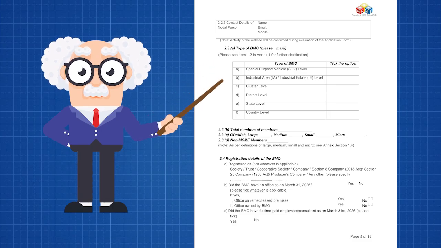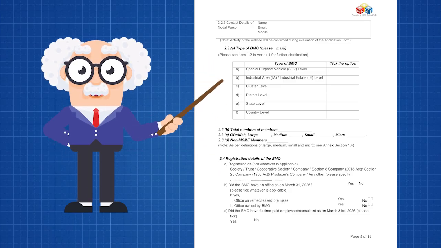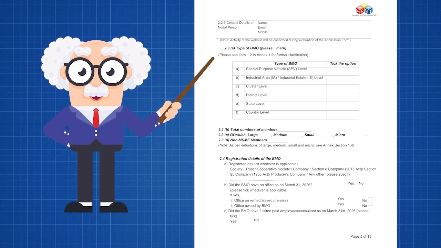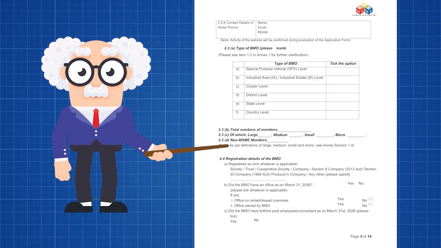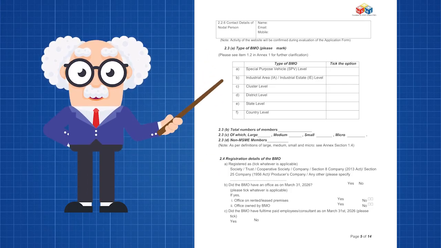Point 2.3, type and membership of BMO, Section 2.3. In Part A, tick the option that best describes the type or level of your BMO. The 6 options are Special Purpose Vehicle level, Industrial Area or Industrial Estate level, Cluster level, District level, State level, or Country level. If you're unsure which one applies to you, refer to Item 1.2 in Annex 1, which explains each level clearly. We'll cover that later in this video.